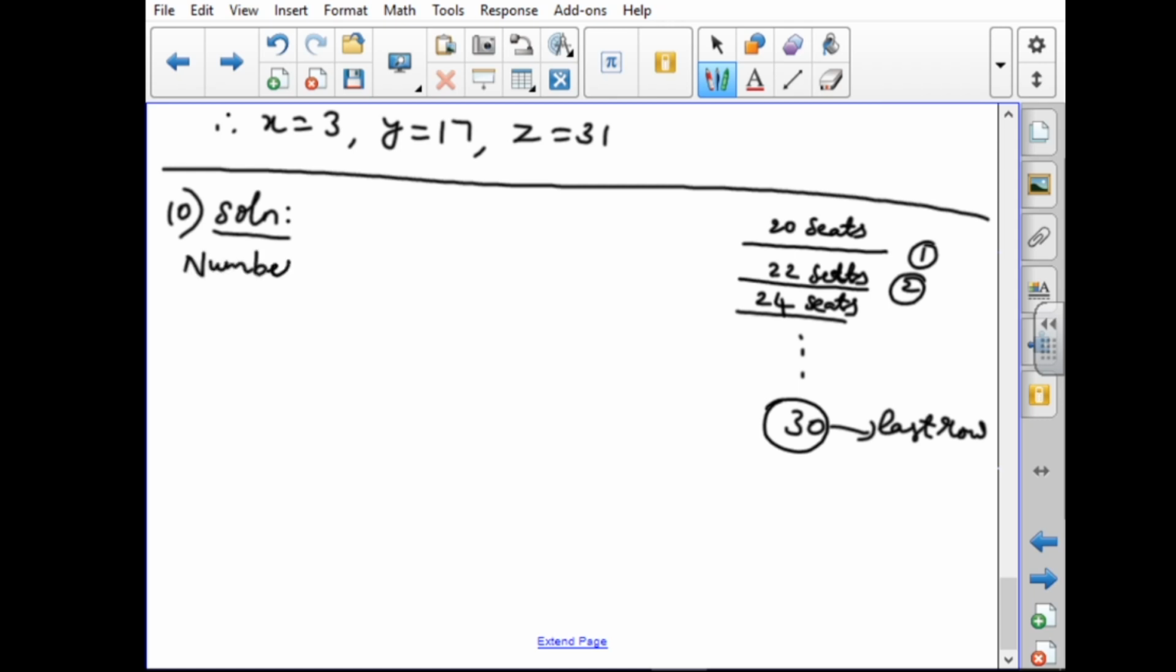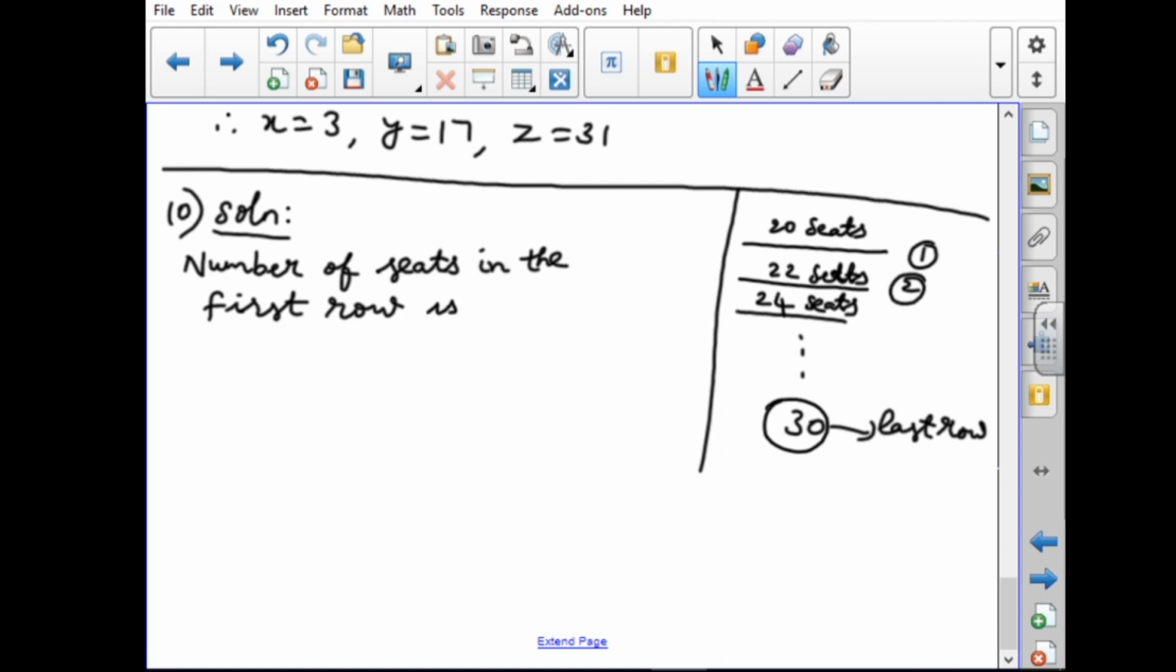Number of seats in the first row. The question itself they have given: the number of seats in the first row is 20. So we have to assume that is T1. Let T1 equal to 20.